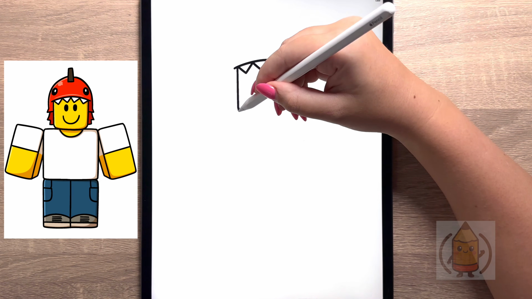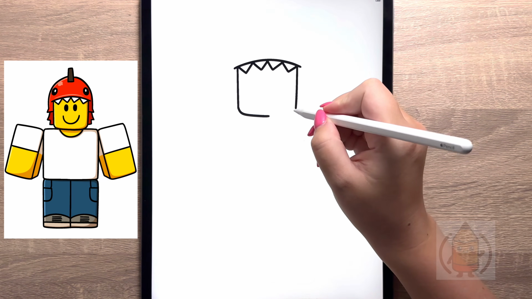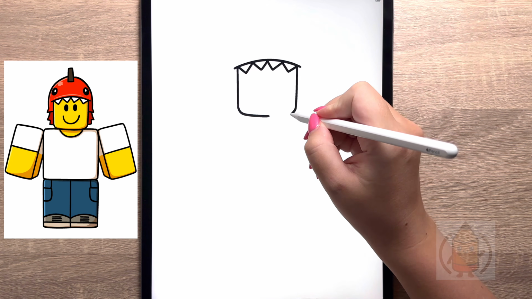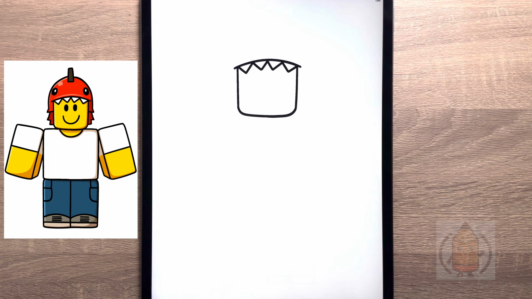So we're going to arch this line through, flattening that out as we come in towards the middle. And then we're going to do the same thing as we come across on the right, just blending that line together, closing the bottom of the face off.